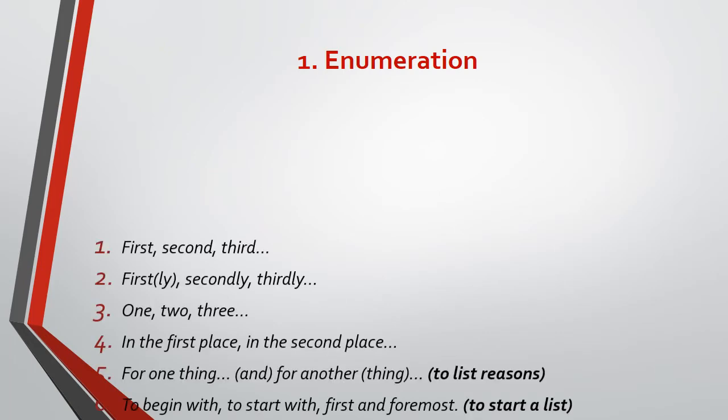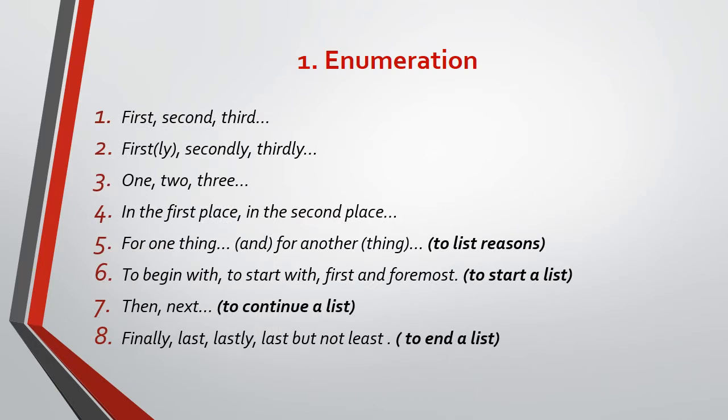The first type of conjuncts are the conjuncts of enumeration. We may list here different things like reasons, differences, similarities, problems, and so on. Here is the list of conjuncts which are used for enumeration.